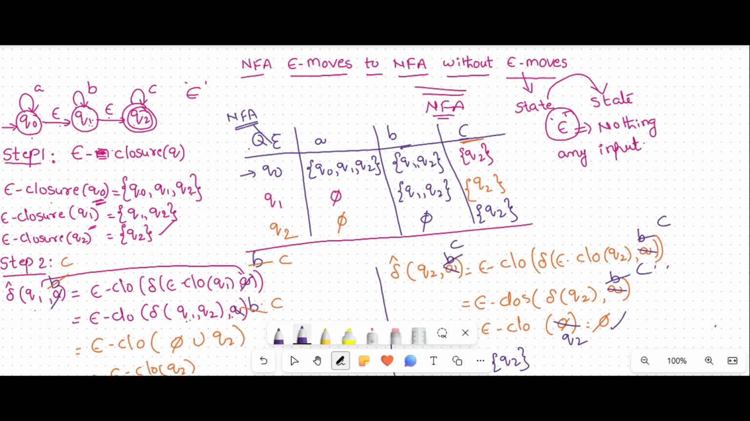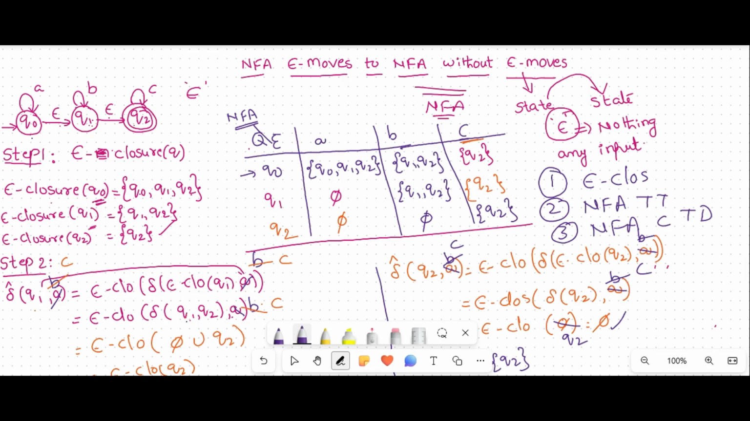Now observe what we have done. Simply, our first step is to find epsilon closures. The second is the NFA transition table. And then we represent the NFA transition diagram. Is that clear?